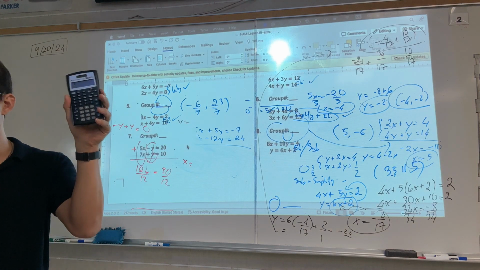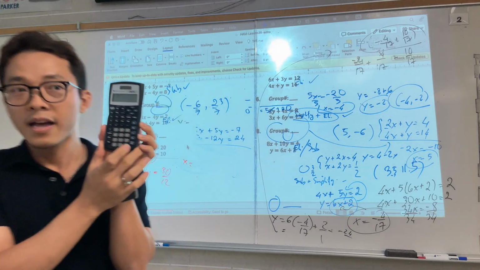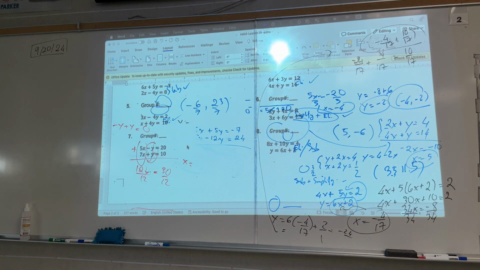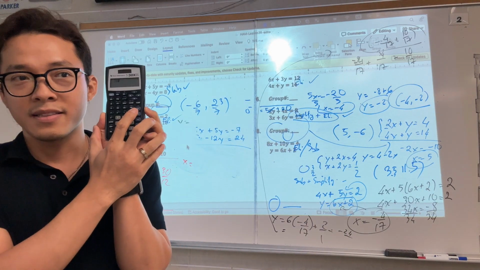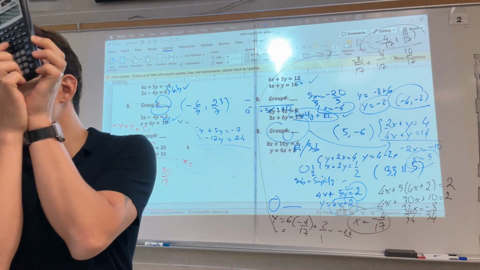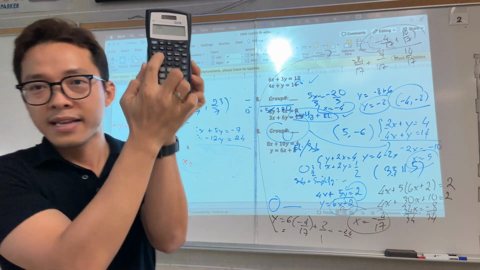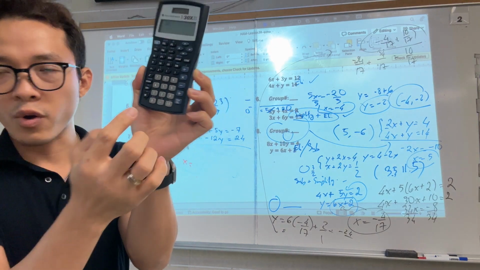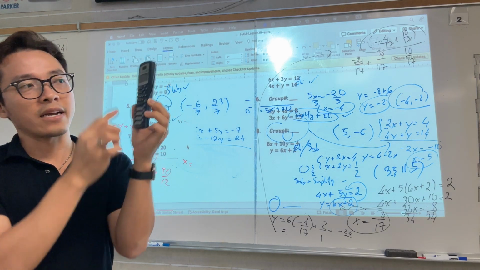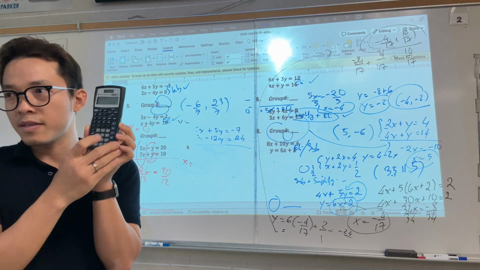Turn on. 30. How do you put a fraction? Don't put divide. Divide is not fraction. You're going to press the A B/C button right here. See this one? That's the fraction. Now press 30 and then press that A B/C. I'm going to record it so you can see it too. Over 12, and then press enter. What is it going to give you? A mixed fraction.